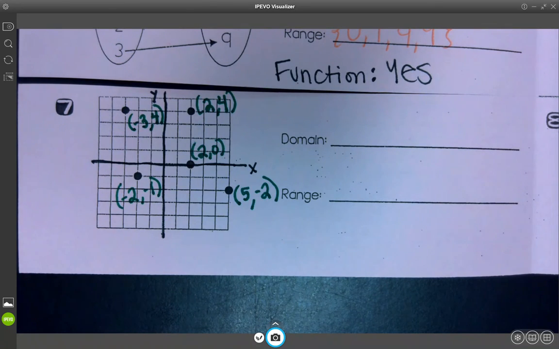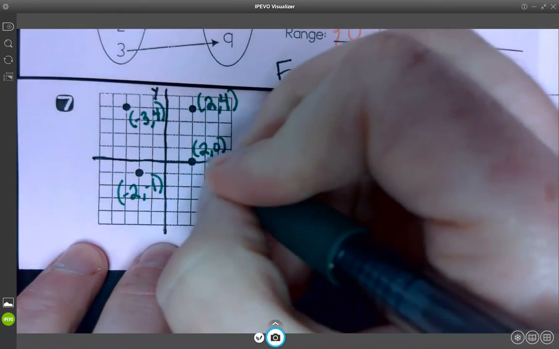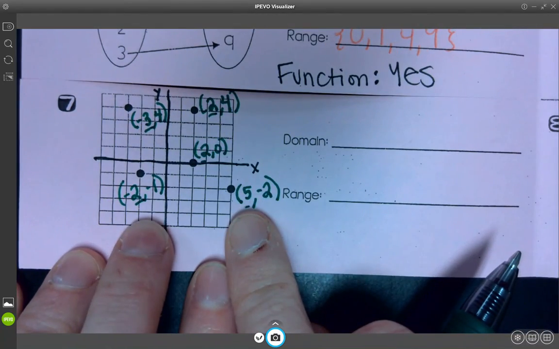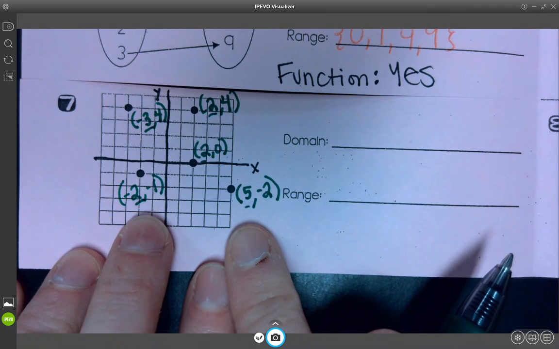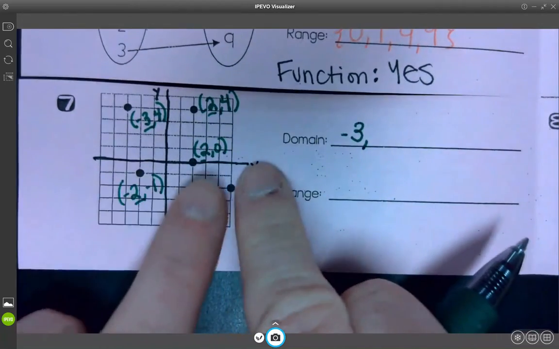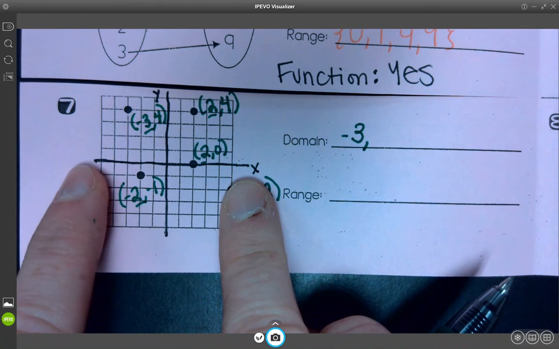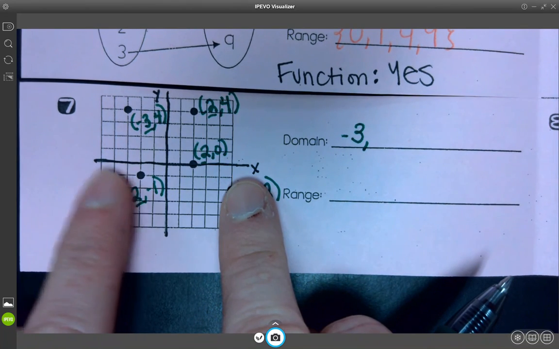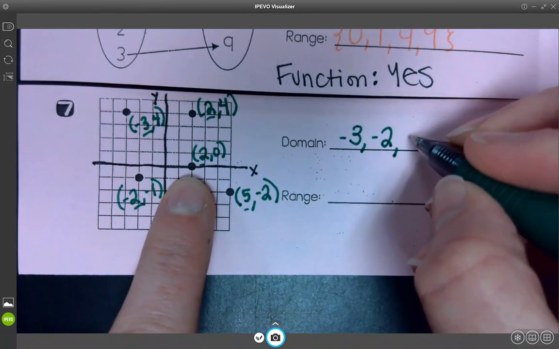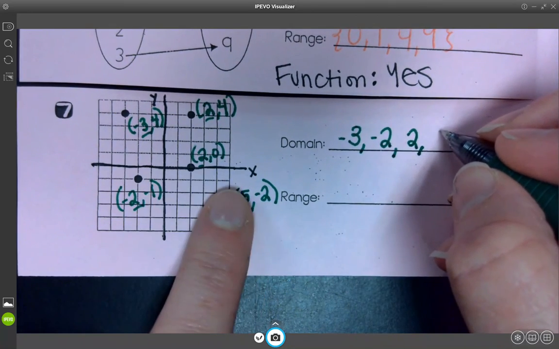So then domain is all of our X's. So it's the first one. So I'm just going to underline all the X's, the first number in each set. And we want to go least to greatest. So what's the smallest X? Which it happens to be the furthest left. If you think about the X-axis, it's going left and right. Furthest left is the least. And so let's go a little bit forward. -2. A little bit more forward. 2 first. And then 5.